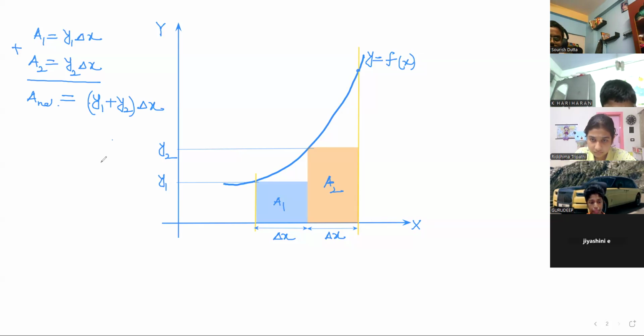Now, we have suffered huge losses here. Can you guys see the loss? This is the loss.